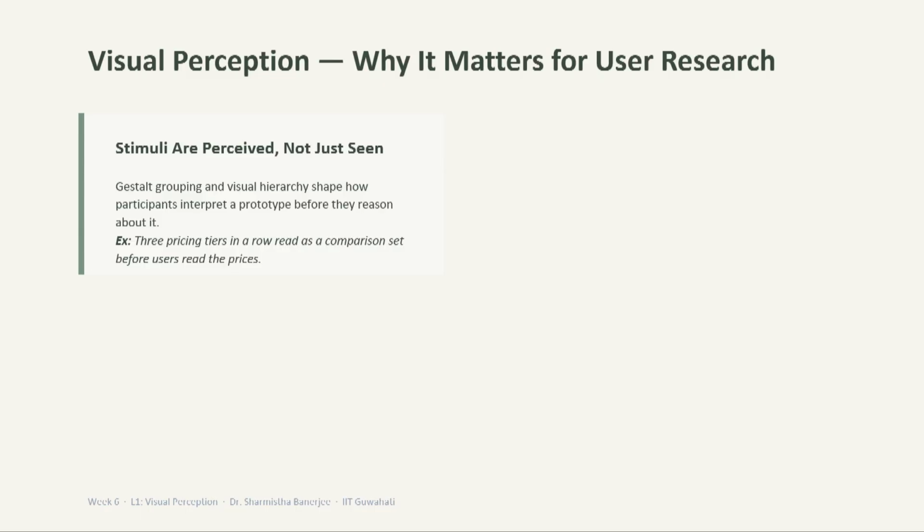So Gestalt grouping and visual hierarchy shape how participants interpret a prototype before they reason about it. So let's say I have a 3 pricing tier in a row read as a comparison set before users read the prices. So I will put one price here, another price here and another price here.